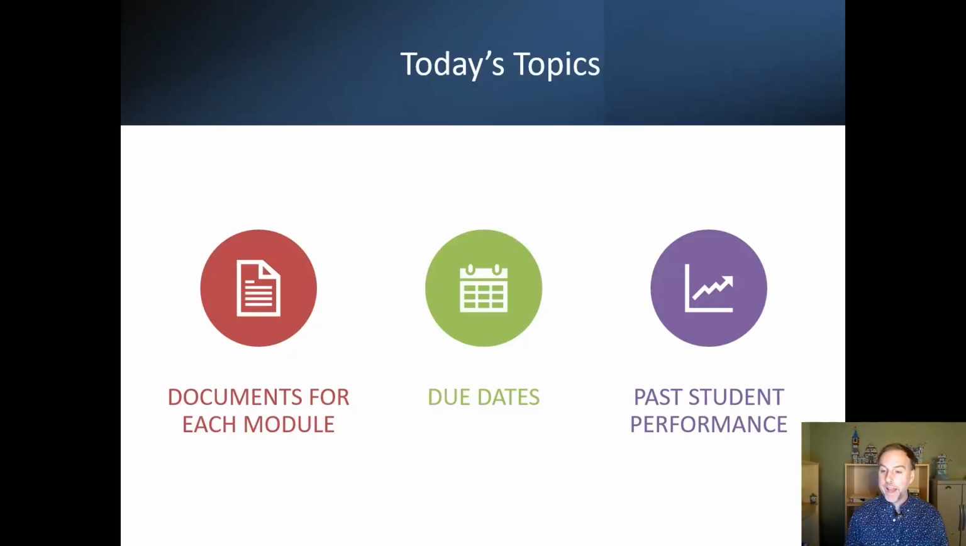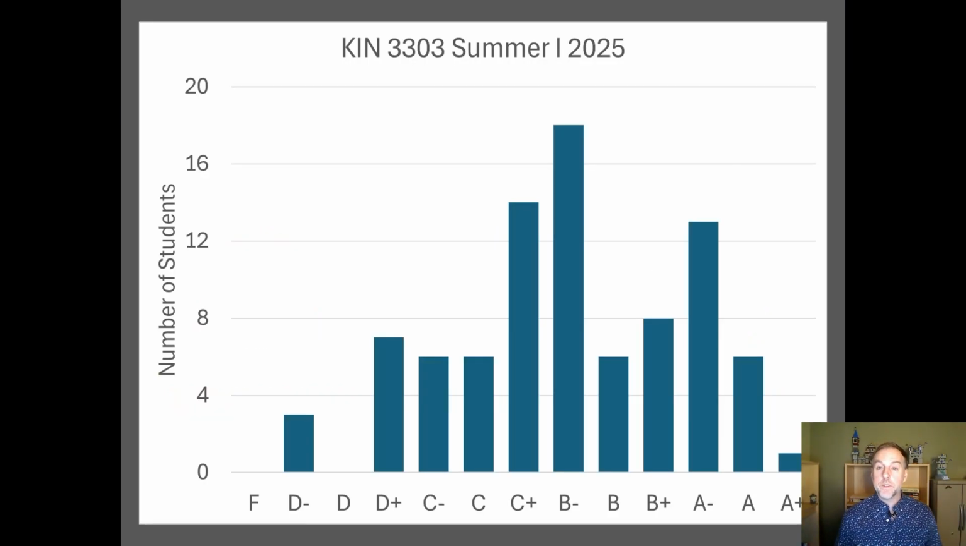Last up, past student performance in this course and maybe a few tips from me on how to be successful. This is from last summer, and the course was quite similar. You can see that there's kind of a normal distribution to the grades here. Unfortunately, there were, if I count this right, 10 students who did not achieve at least a C-. And that's unfortunate because if you're a kin major or minor, you need at least a C- to not have to retake the course.